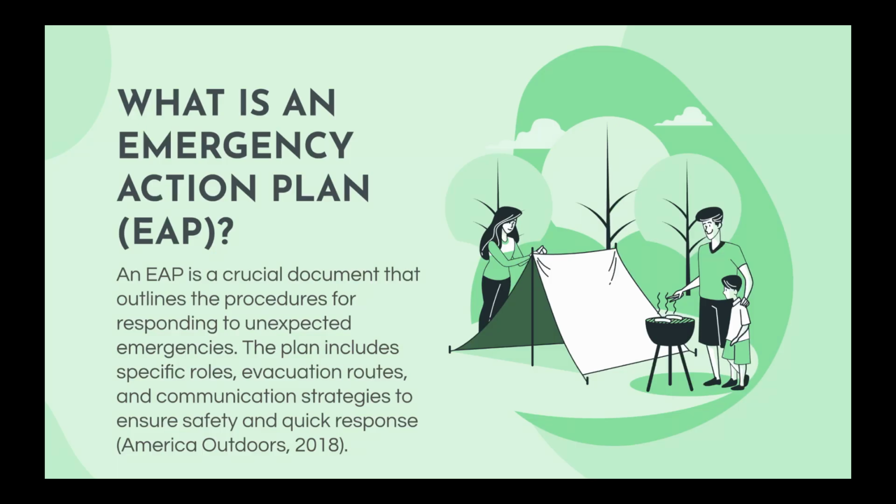An emergency action plan is a structured document that outlines how you will respond to unexpected emergencies in the field. It identifies specific roles, evacuation routes, and communication strategies so your team can act quickly and confidently when something goes wrong. EAPs are crucial for ensuring the safety of your participants, maintaining operations, and minimizing disruptions during an emergency.